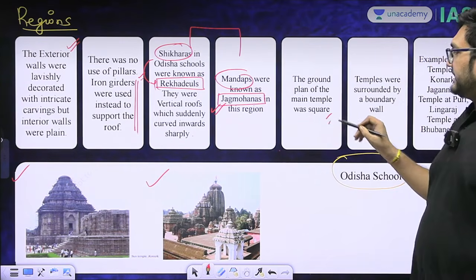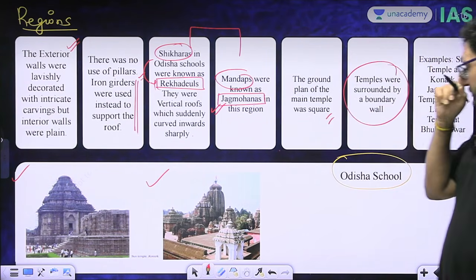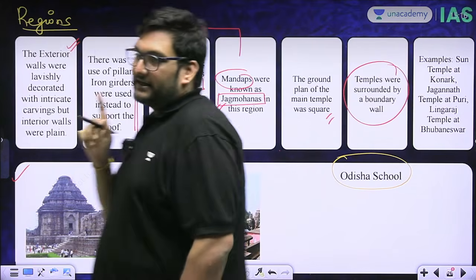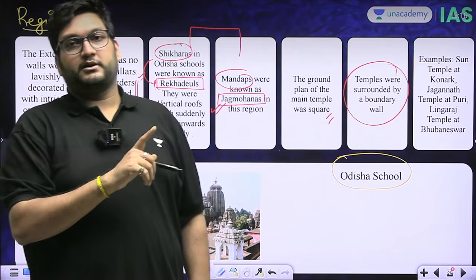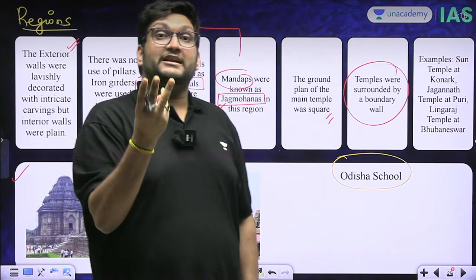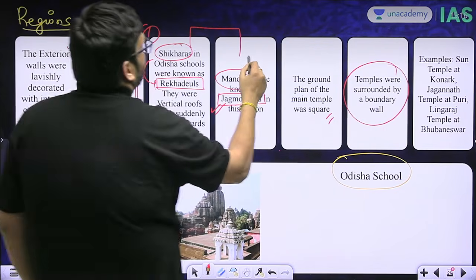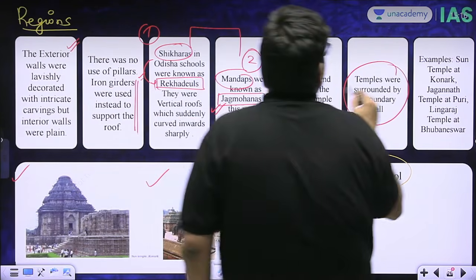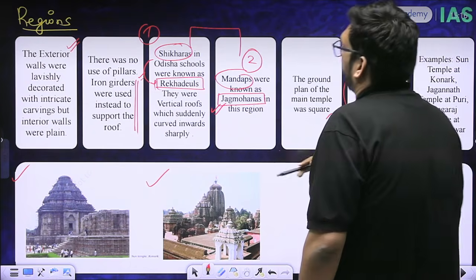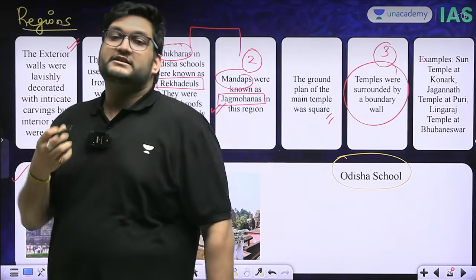The ground plan is mostly square, and they also have a boundary wall. This is a very important point. They also have a boundary wall. So now there are 3 exceptions here. First in terminology, Rekhadul. Second, Mandap is called Jagmohan. And third is called boundary wall. That is why it is called Odisha School.